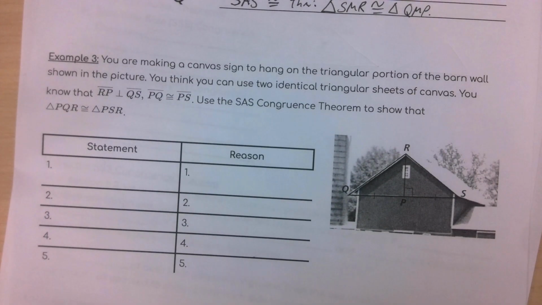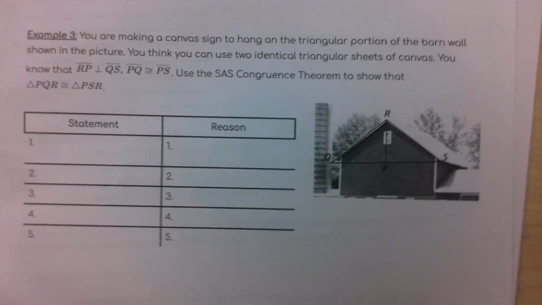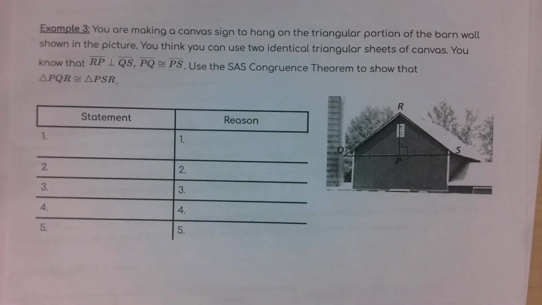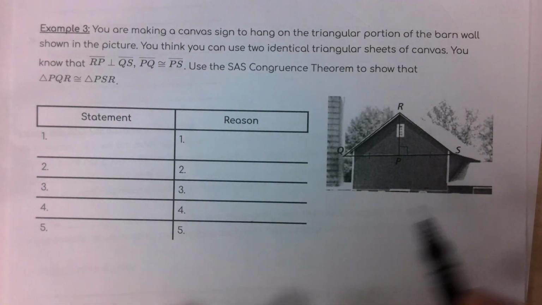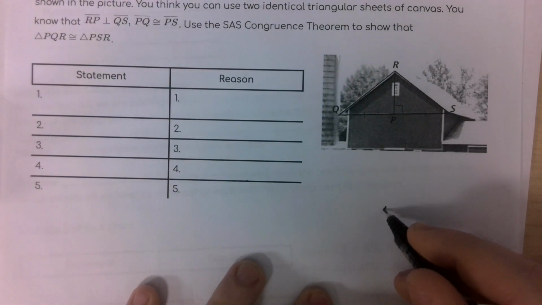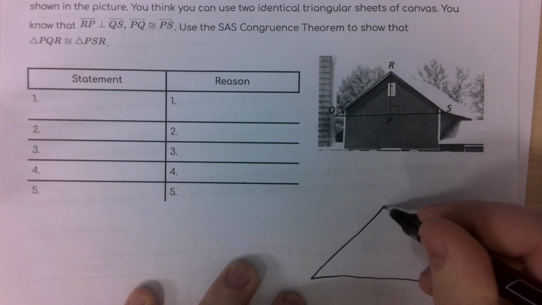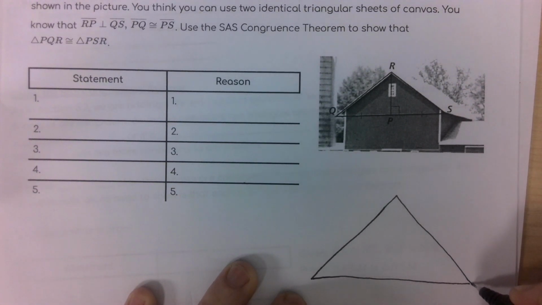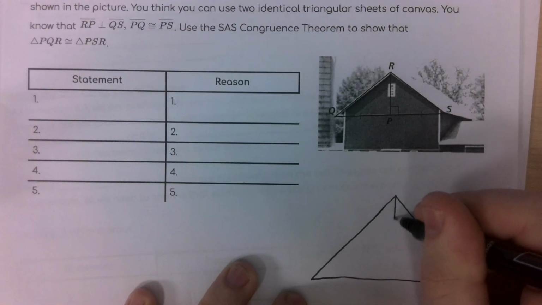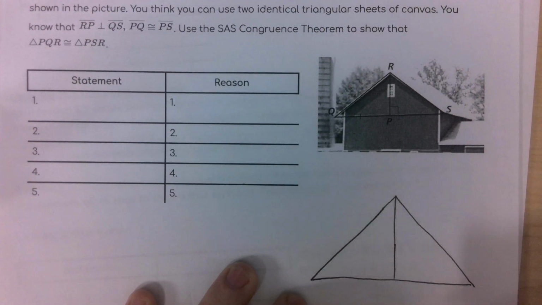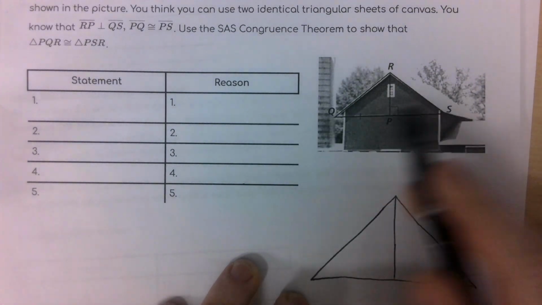Finally, and most importantly, we have another proof. Now, this proof is a little bit hard to see. I apologize for that. So let's redraw this diagram down below. In the meantime, I'll talk to you about the problem. In this problem, we are making a canvas sign to hang up on the triangular portion of the barn wall shown here.